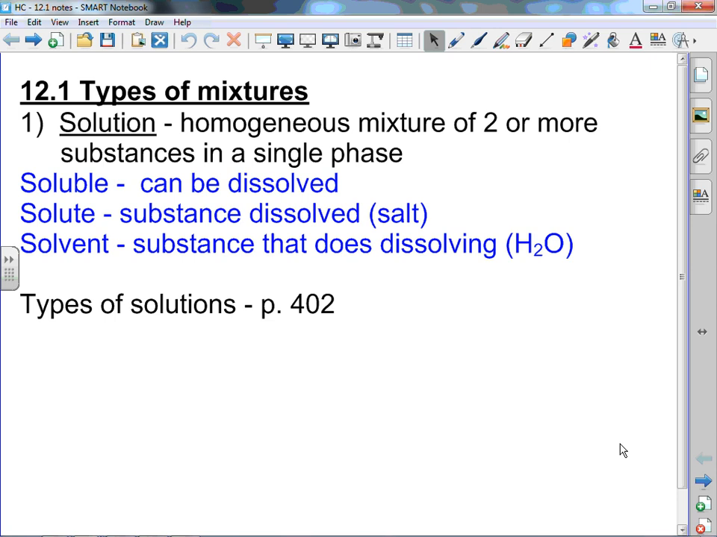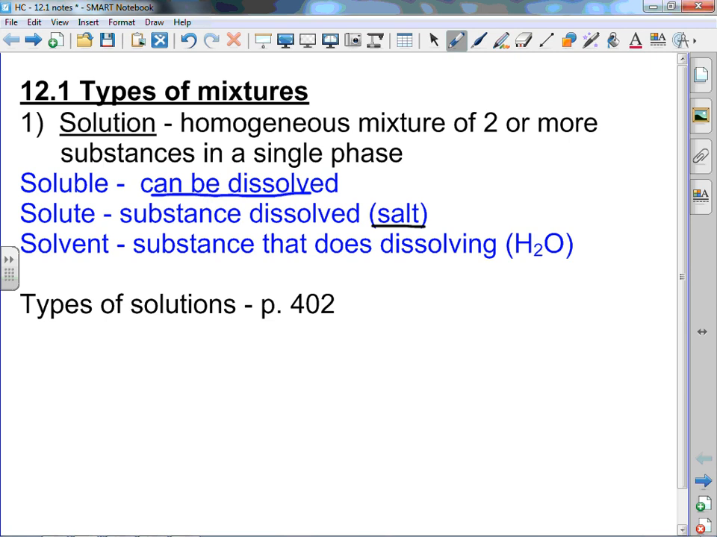Couple terms here. If you see the word soluble, solute, or solvent, this is a good way to just keep these straight. If we've got the word soluble, that just means that chemical can be dissolved. Solute is what gets dissolved. So for example, if we're talking about salt and water eventually, salt would be considered the solute, what gets dissolved. And the solvent is what does the dissolving.